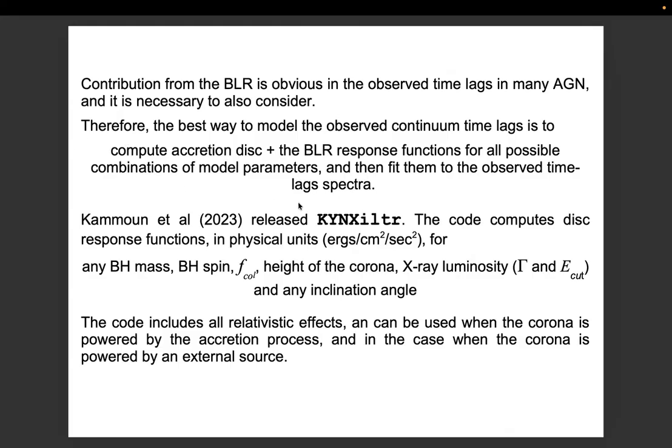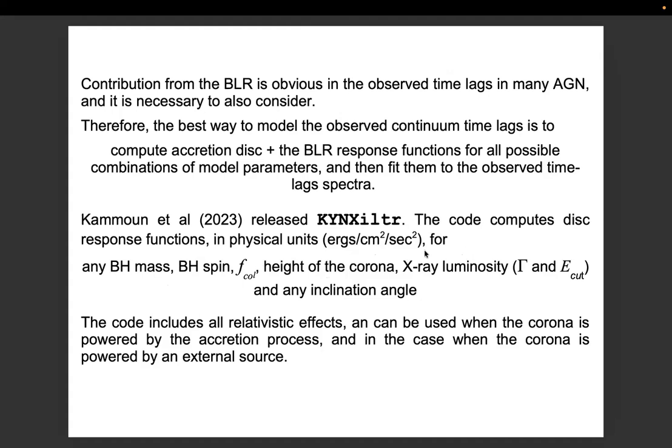Now, we have a code out there, and it's free. Everybody can use it. This code can give the disk transfer function, not in arbitrary units but in physical units, as long as you give the black hole mass, black hole spin, the f_col, the height of the corona, the X-ray luminosity, including of course the slope of your X-rays and the E_cut in your X-ray energy spectrum, and for any inclination angle. The code is there, and anybody can use it to get these responses and then compare them with the data.